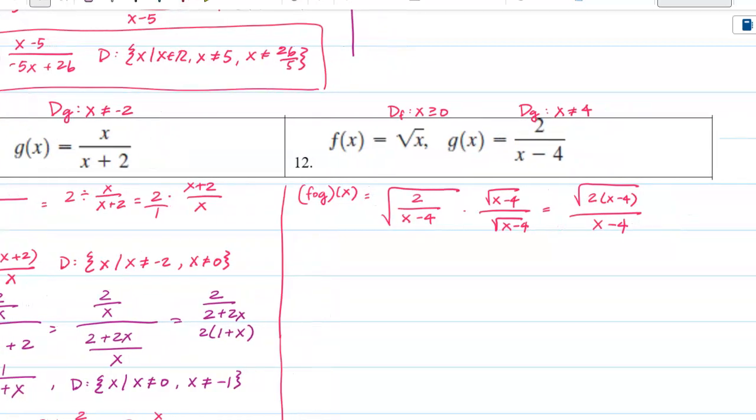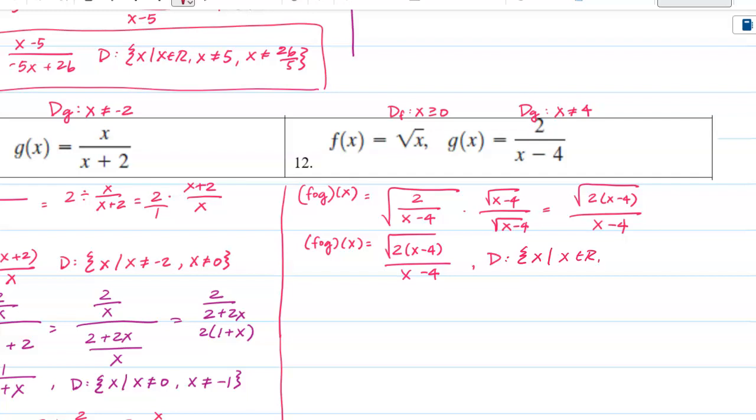The composite input function was g. The restriction for g was x cannot be 4. So f of g of x is the square root of 2 times x minus 4 over x minus 4. The domain is going to be x such that x is an element of all real numbers, but we have to restrict it for 4. The composite function also has an x minus 4 in the denominator, which tells us that it just can't be 4.